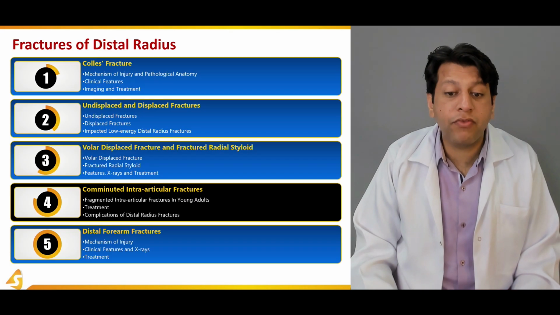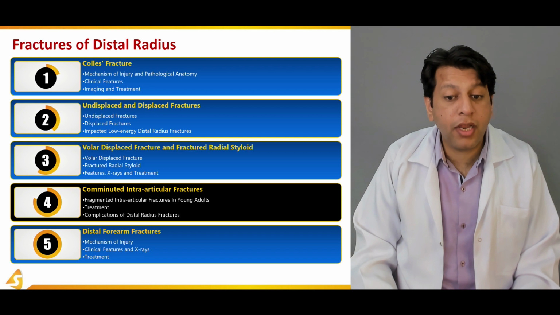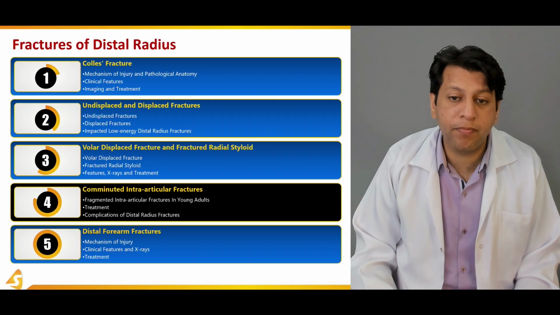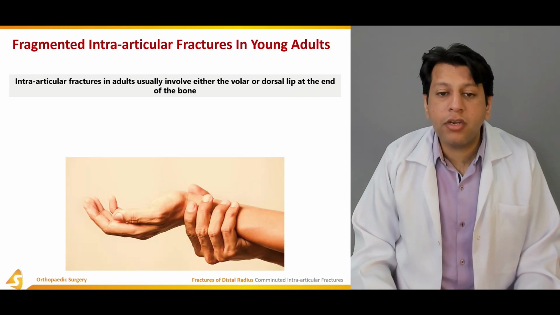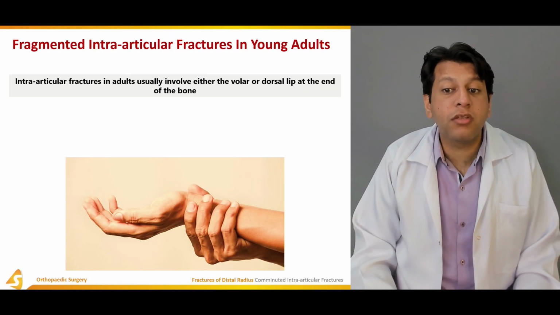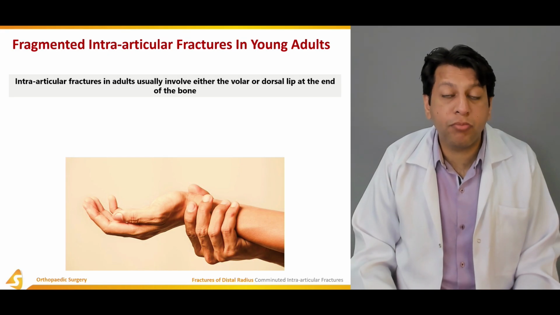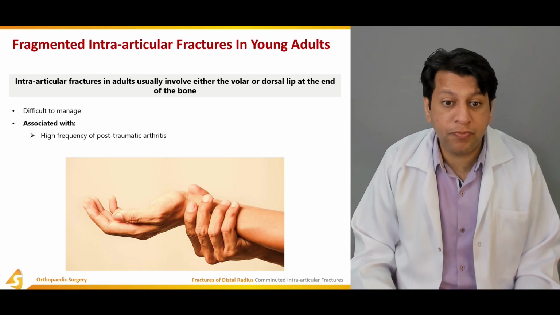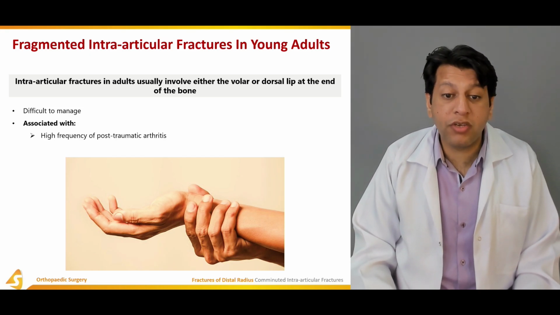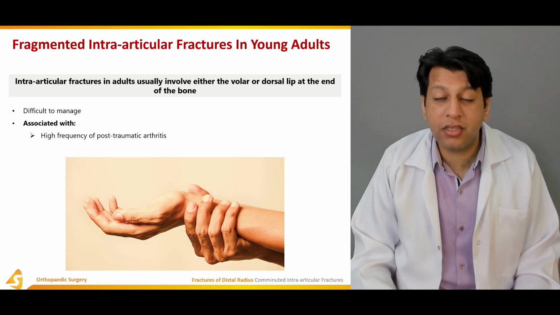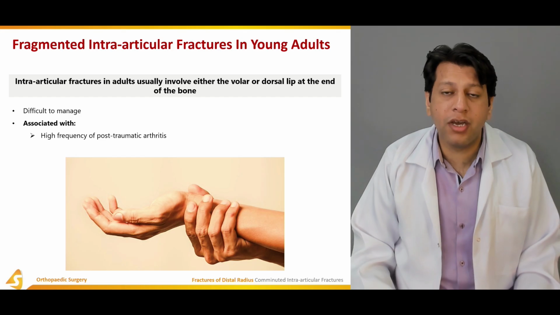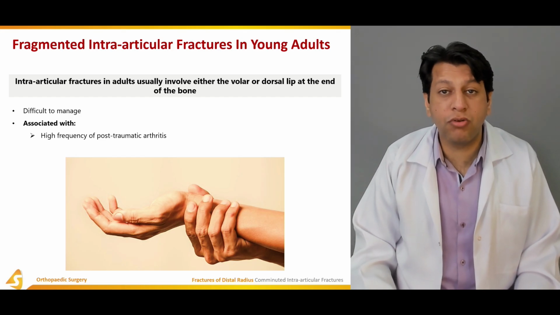We'll be discussing the fragmented intra-articular fractures in young adults, their treatment, and complications of distal radius fractures, especially if they're highly comminuted. Now, intra-articular fractures in adults usually involve either the volar or the dorsal lip at the end of the bone, but that is when they're not comminuted. Sometimes they can be comminuted as well, usually associated with a high frequency of post-traumatic arthritis. Why? Because this distal radial joint is not properly reconstructible due to comminution.